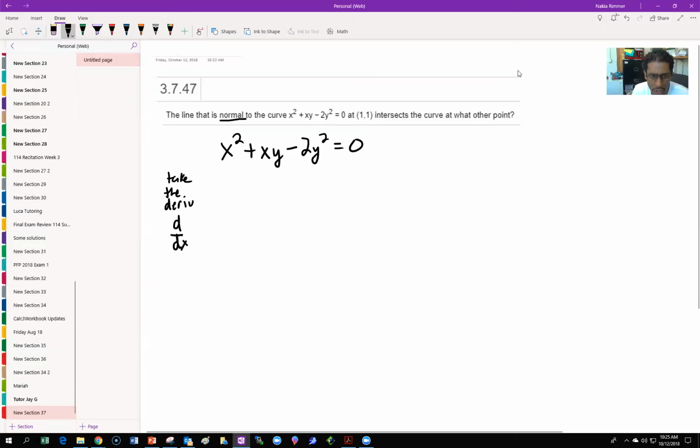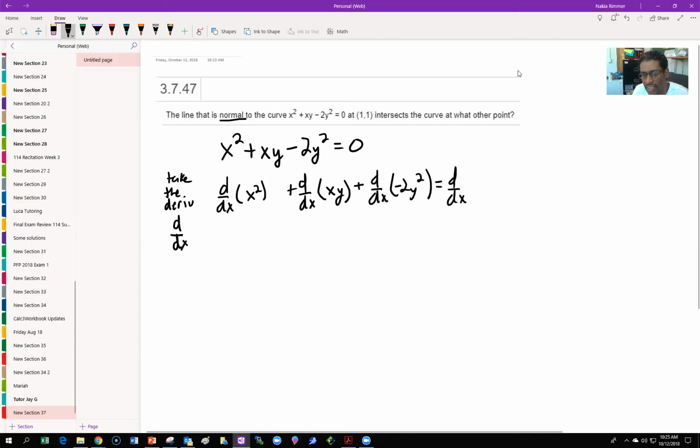Okay. And so the derivative of x squared, let me go ahead and write it with the d dx symbol. So d dx of x squared plus d dx of xy. Let's see about this one. Let's go plus d dx of negative 2y squared. Take the negative with it and a 2. Equals the d dx of 0. Basically, the derivative of the sum is the sum of the derivatives. Okay, the derivative of x squared is just 2x.